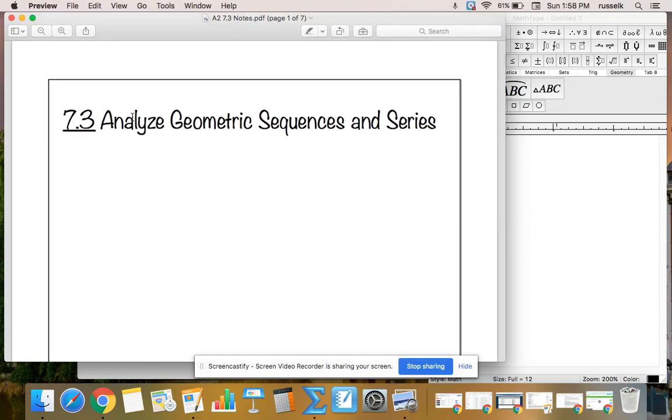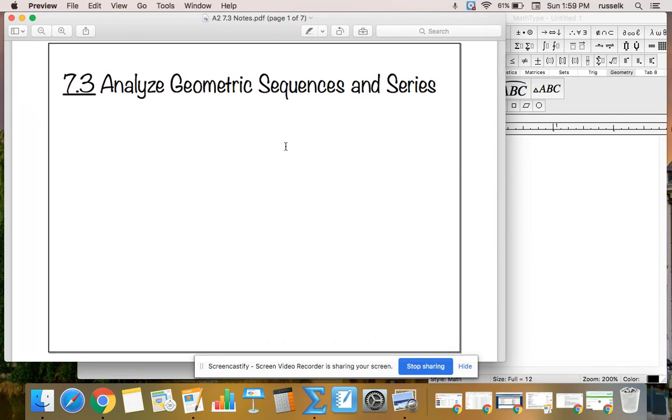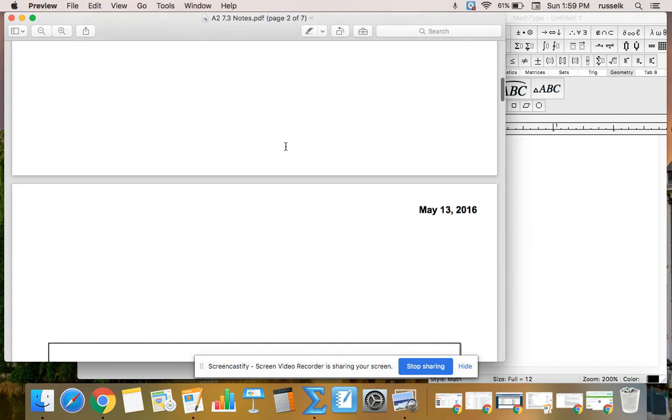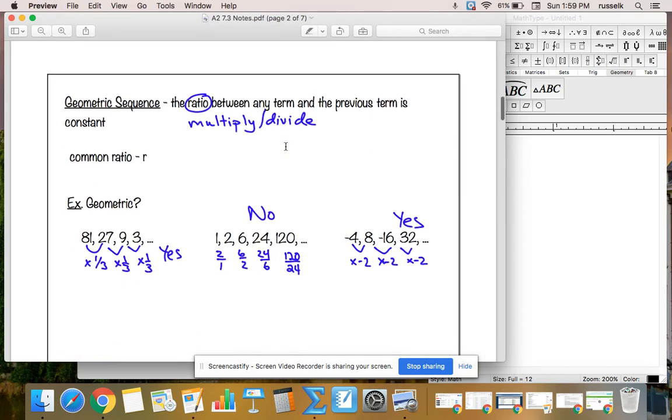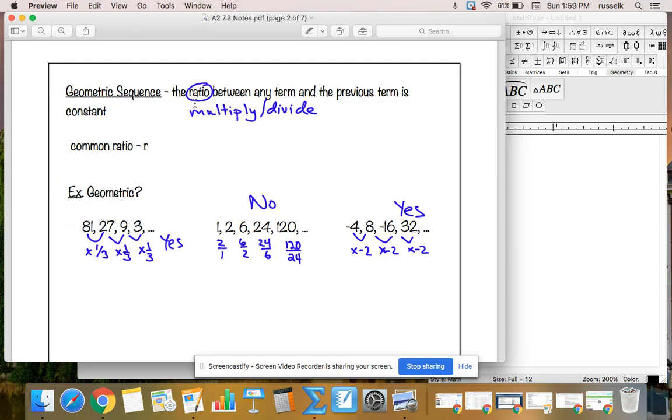Today we're covering section 7.3, looking at geometric sequences and series. So we started off the chapter looking at sequences and series in general. We looked at arithmetic ones in section 7.2, where we are adding and subtracting the same thing each time to get to the next term. And now we have geometric sequences and series, which will have a common ratio between the terms. So we're going to be multiplying or dividing by the same thing every time.